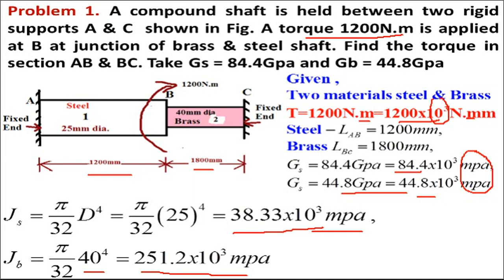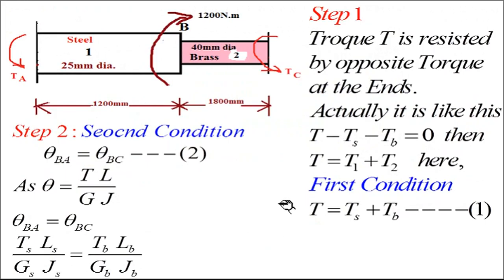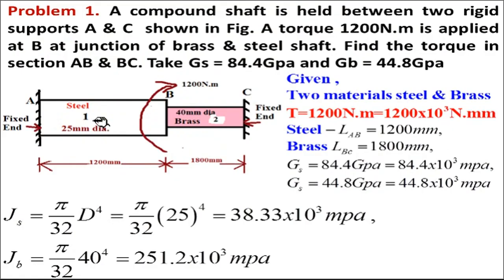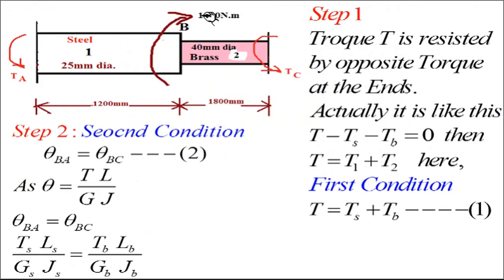Our main aim is to use the conditions of statically indeterminate cases, because the shaft is fixed at both ends. Now you have to draw the FBD first. Both the ends are fixed, which means you have to remove the fixed supports. Here at the middle there is a clockwise couple or torque that you have to show, clockwise torque here, and then you have to show TA anti-clockwise here, TC anti-clockwise here.